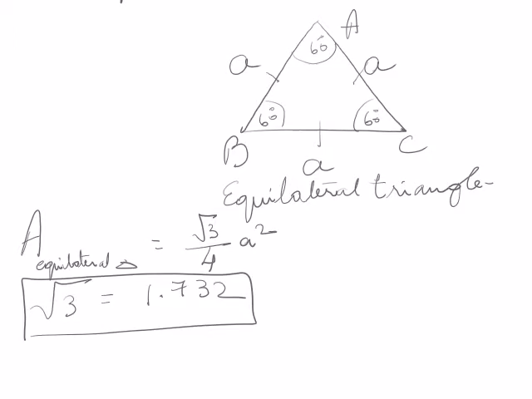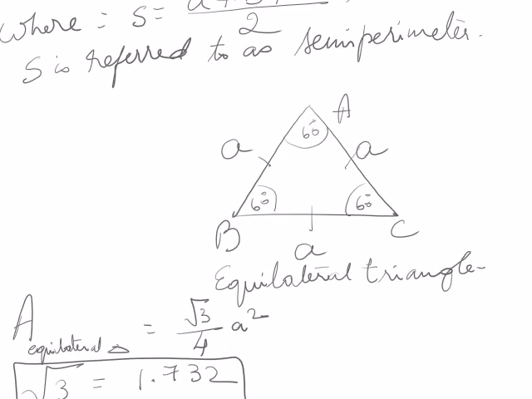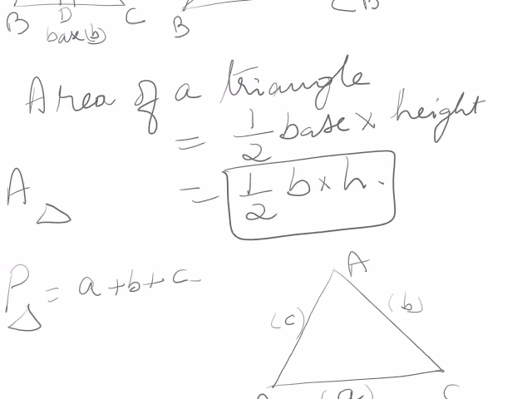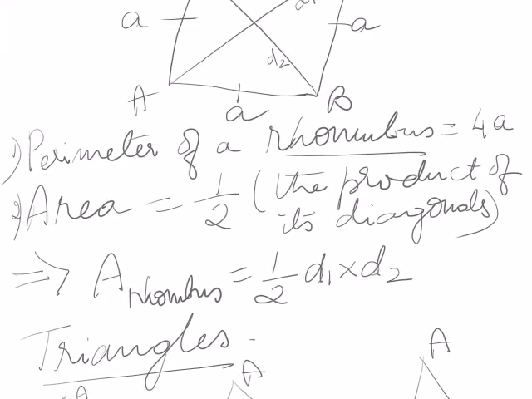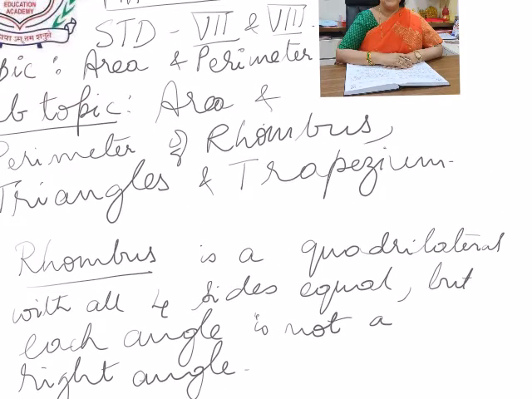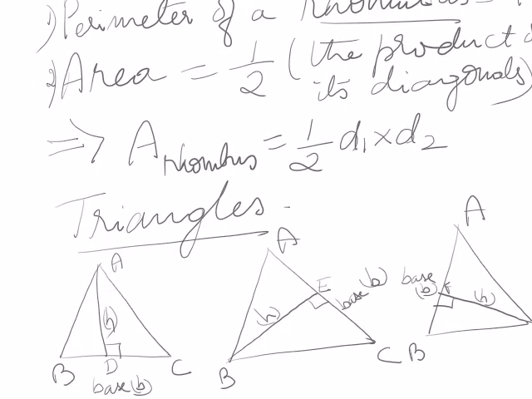Right? So now, I have finished the triangle, and I have finished the rhombus. Then I have to tell you the formula of the trapezium. Rhombus is done, triangle formula is done, then trapezium. Then I will start doing the numericals.